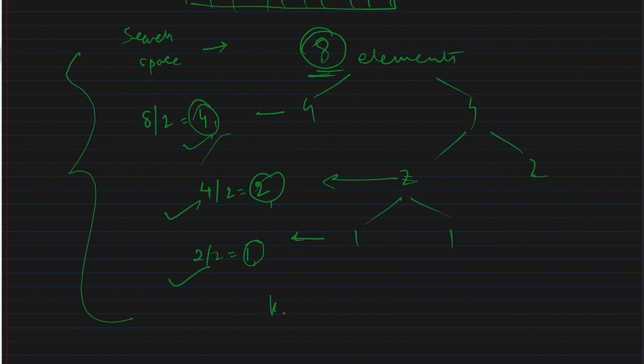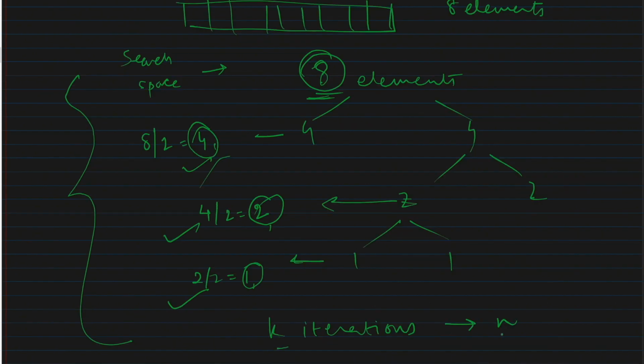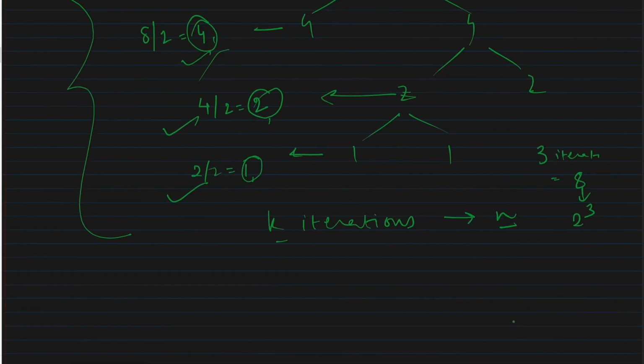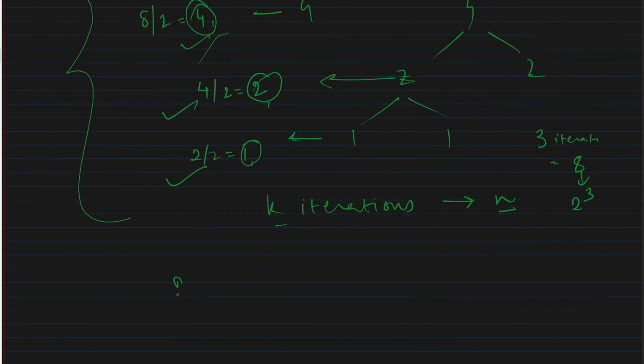So if I have k iterations being done to compute for n, 3 iterations to compute for 8 elements, what can I represent 8 with? 2 to the power 3. So I can say that 2 to the power k is equal to n, where k is the number of iterations. Here I'm doing 3 iterations. So k iterations is when I can get to my entire search space of n.